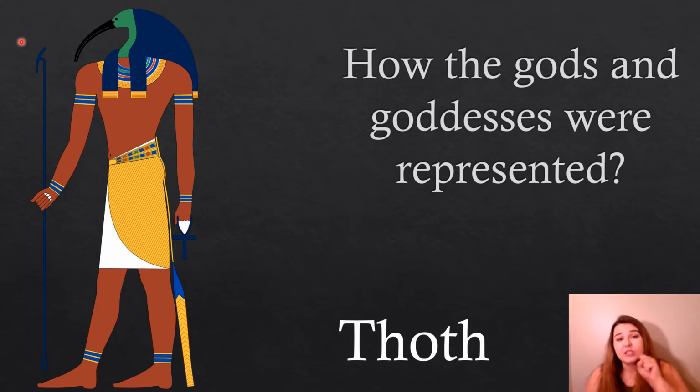This is just a little sliver in the sky that you see sometimes. It kind of looks like a fingernail. Now keep that image in mind. Now look back at this bird. This curve is very similar to a crescent moon, and that is why Thoth is represented as an ibis.